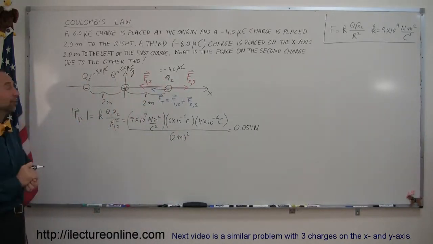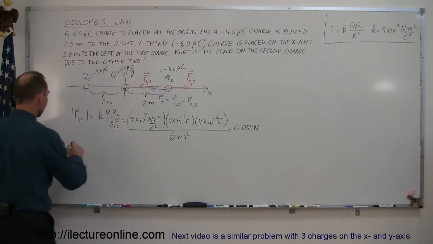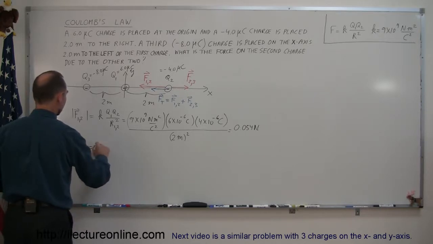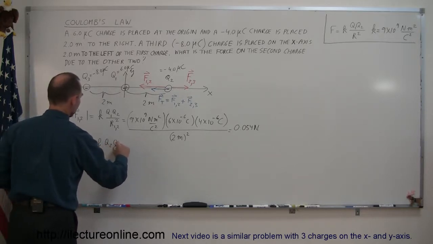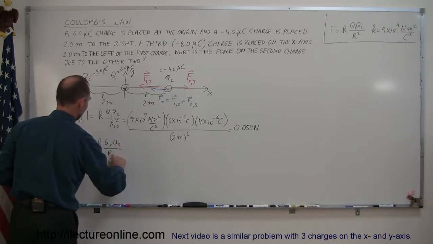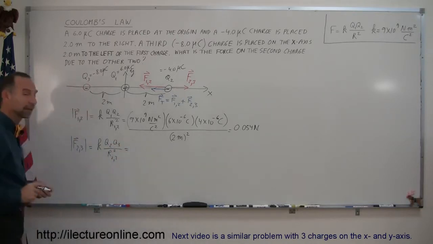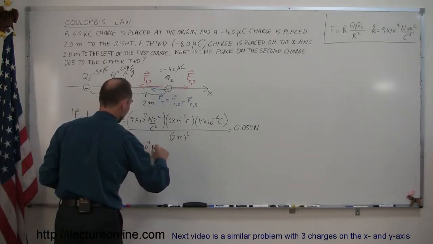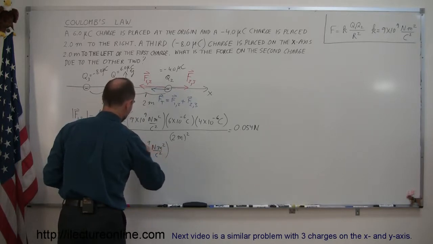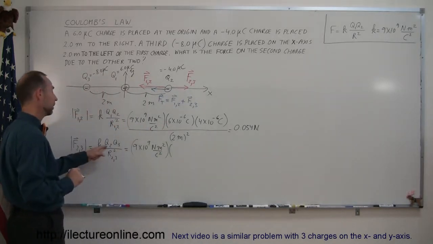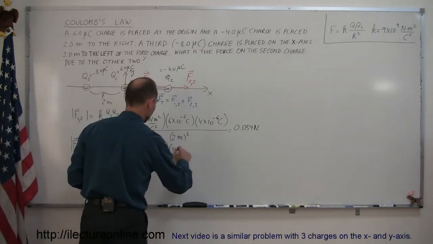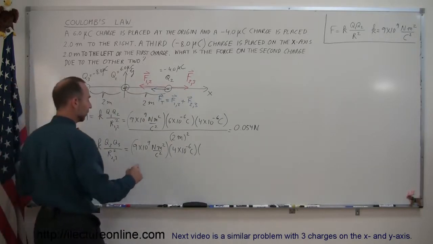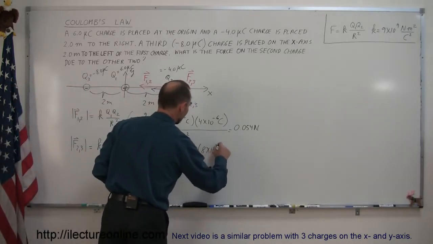All right, we now have the magnitude of the first force. Find the magnitude of the second force. So F between 2 and 3 is equal to K times Q2 Q3 divided by the distance between those two squared. Plugging in the numbers, we get 9 times 10 to the 9th newtons meters squared per Coulomb squared, times Q2, which is 4 times 10 to the minus 6 coulombs. Then Q3 is over here, which is 8 times 10 to the minus 6 coulombs.